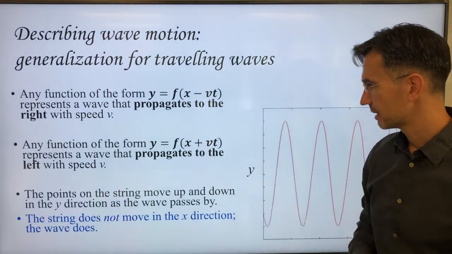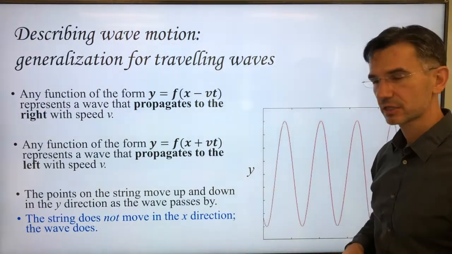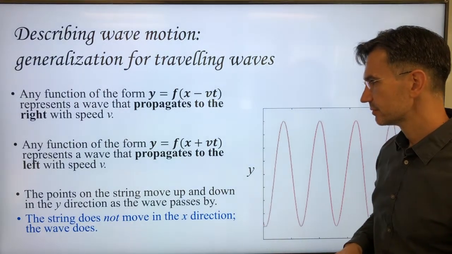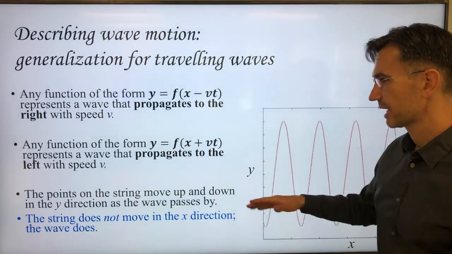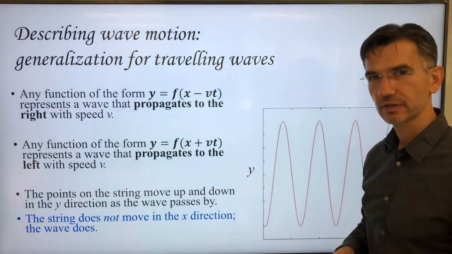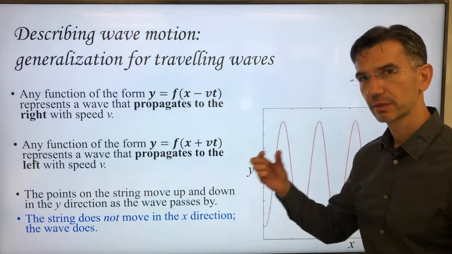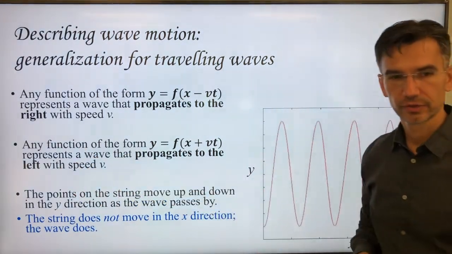And again, an important point here: we're showing the oscillation of a string. The string moves up and down, but it does not move back and forth. Here we have a transverse wave, and even if it were longitudinal waves, the oscillations would still be very small and be confined to a region. They would not actually be moving along with the wave.